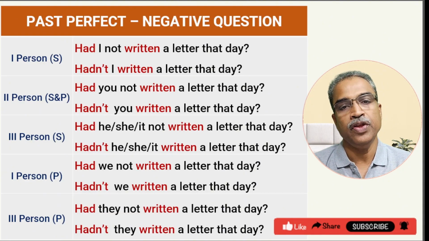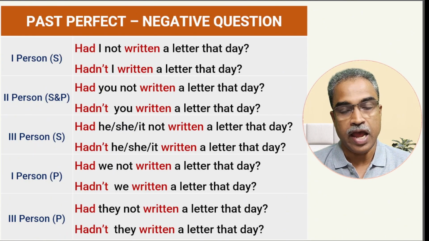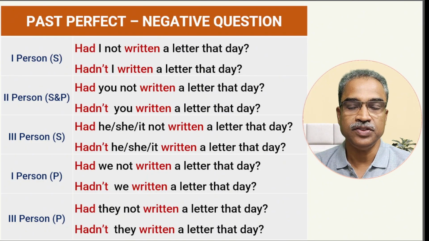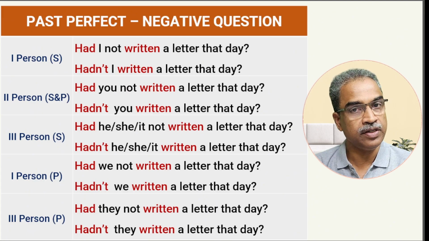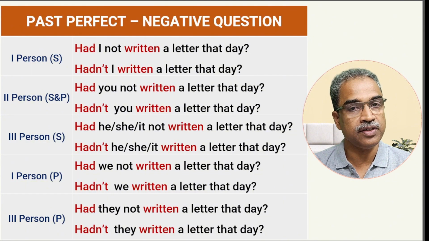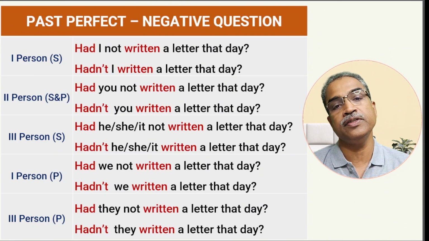Similarly, we have you had not written a letter. Had you not written a letter? Or else, hadn't you written a letter? Now, coming to the third person singulars we have, he, she, it had not written a letter. So the negative question will be, had he not written a letter? Or else, hadn't he written a letter? Had she not written a letter? Hadn't she written a letter? Had it not written a letter? Hadn't it written a letter?